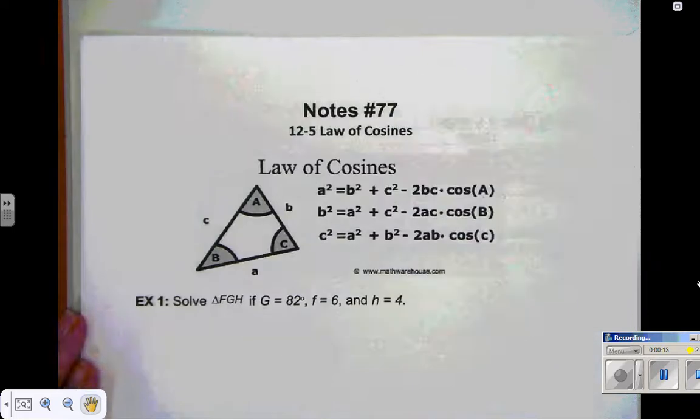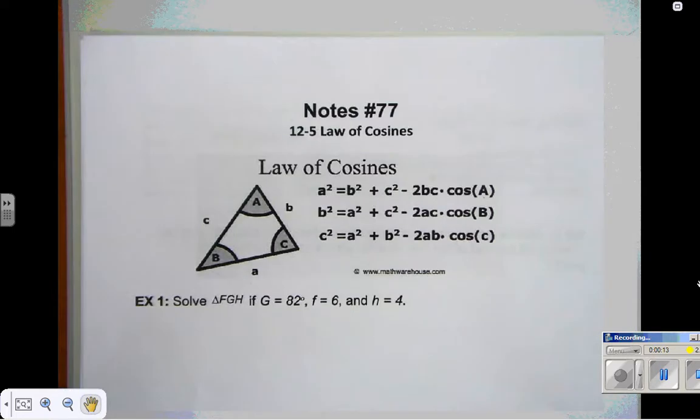Alright, so today we're going to be going over the law of cosines. Monday we did law of sines, today is law of cosines. And here's the way you set it up. The law of cosines is when you have two sides and the angle in between the sides. It helps you solve for the third side.